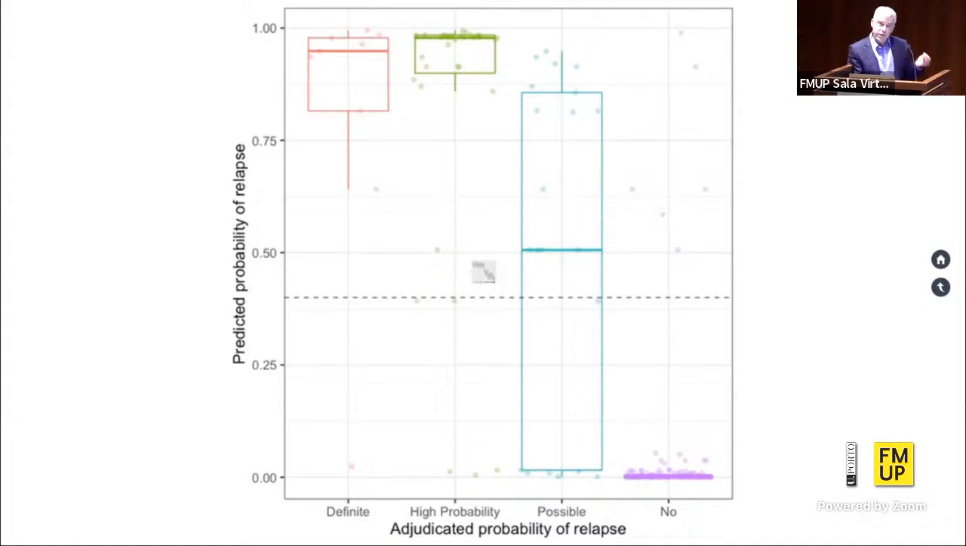When you have a definite or higher probability relapse, there's a little bit in the middle here, this blue one, where we're not quite sure, even when you look at the primary data, and they're quite messy, and we tend to just exclude these from our analysis. But we identify the no's very well and the yeses pretty well as well.